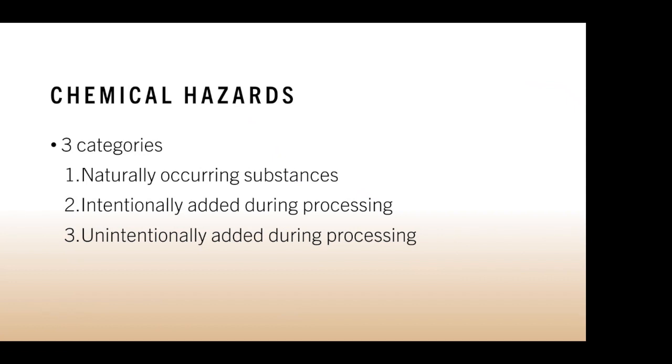Intentionally added chemical hazards would be added to the food process, but control must be exerted. Examples of intentionally added chemical hazards would be pesticides, antibiotics, preservatives, or processing aids. Finally, there's the unintentionally added chemicals, which are chemicals used in the facility but not meant to be present in the food. Examples of these would be lubricants and cleaning and sanitizing agents.